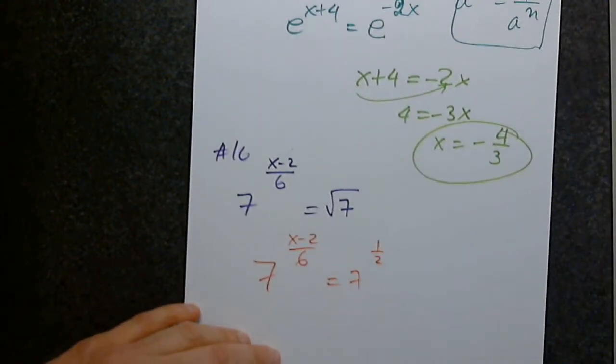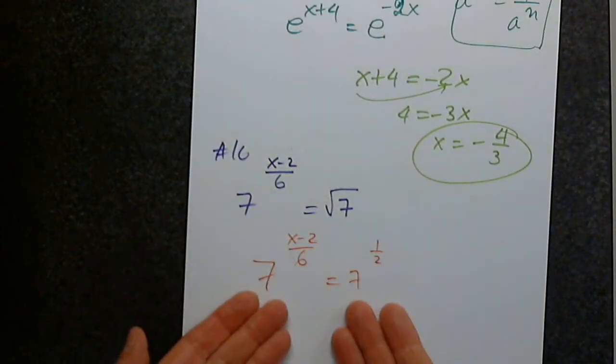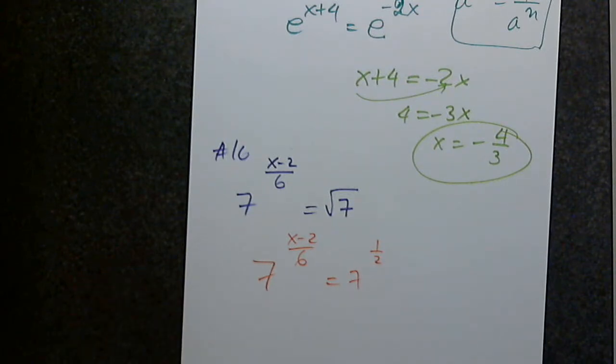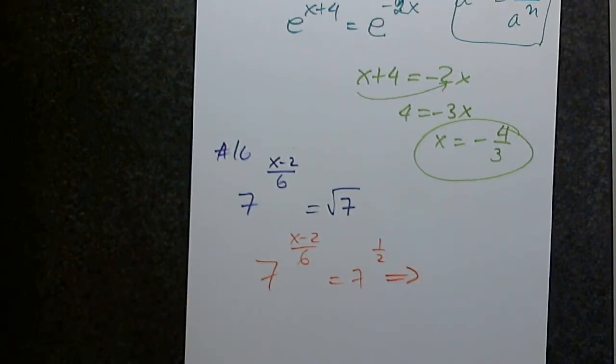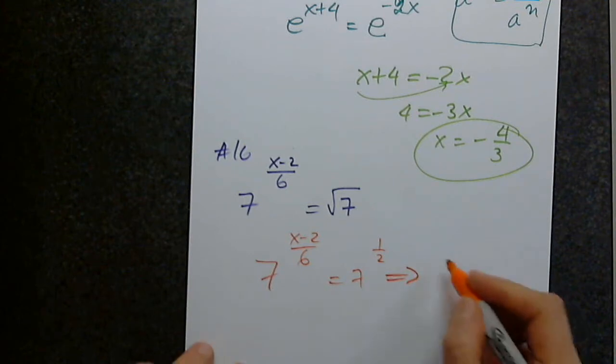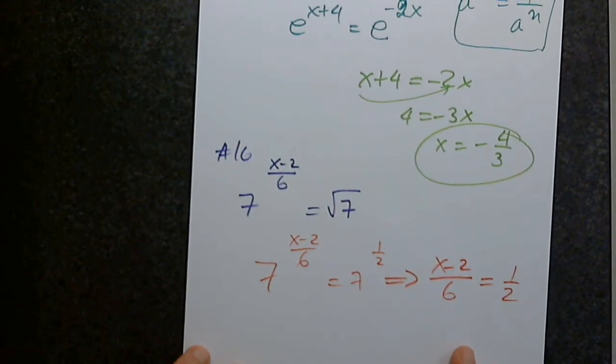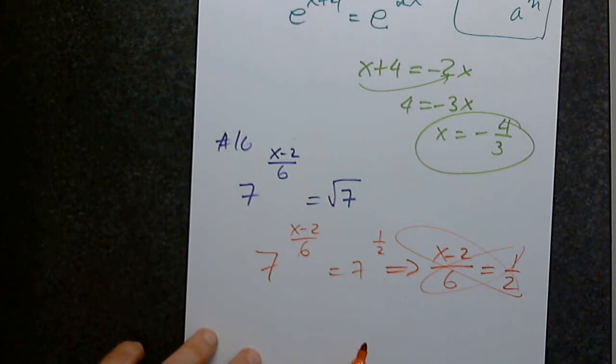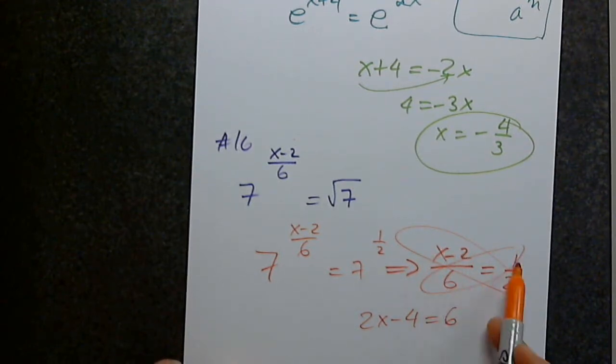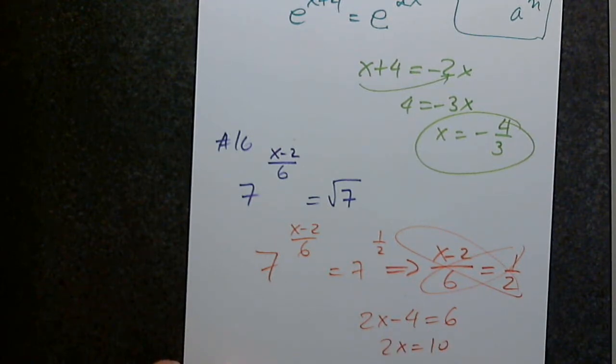Good. So I'm done. Two numbers are equal and they have the same base. What has to happen? Please dictate what has to happen. Mandatory: x minus 2 over 6 equals 1/2. Wow. That's it. We know how to do this. You either cross multiply because it's a proportion, or you multiply both sides by 6, whatever. 2x minus 4 equals 6. 2x equals 10. X equals 5.